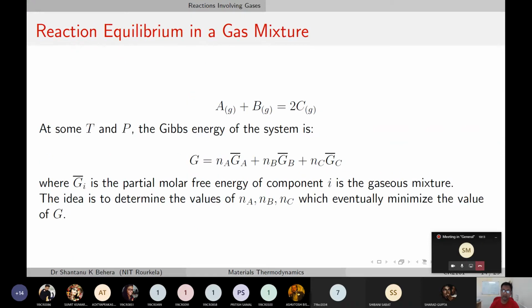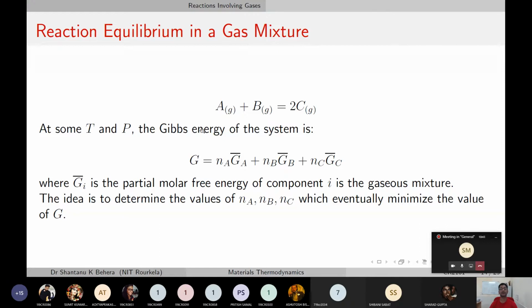Now, we'll see in generic terms. Let's say gas A reacts with gas B and forms 2C moles of gas C. So this is the stoichiometry, and this is a generic one. Instead of A, B and C we can put some numbers, some kind of gases depending on what the reaction is. Now, what we need to do is find out the total energy of the system, right?